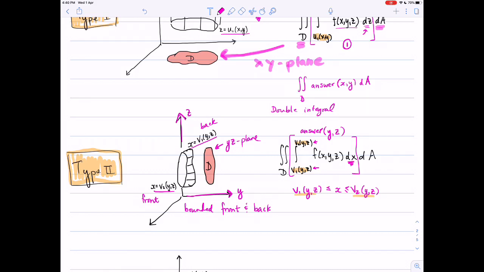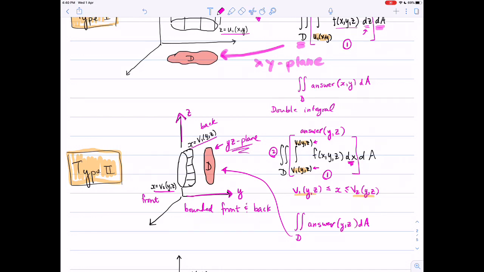And then your second step, right, so that's your first step. Your second step is going to be a double integral. So your double integral now over this region D, which is a region in the YZ plane now. And that's going to be a double integral in Y and Z.